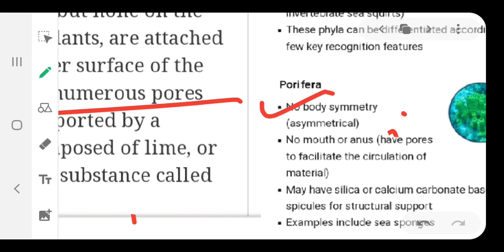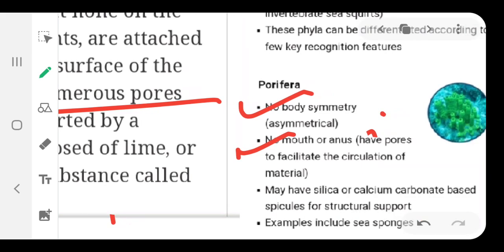I have told you the body has no symmetry, so asymmetrical body. They have no mouth, no anal pore. From the pores only the water moves in and does circulation. Then I have told you their body is made up of silica. It is called calcium carbonate in chemical terms, that supports the body. So underline that word, silica or calcium carbonate.